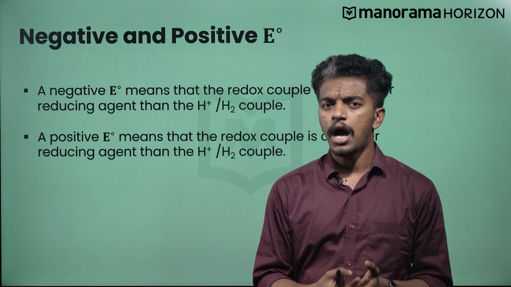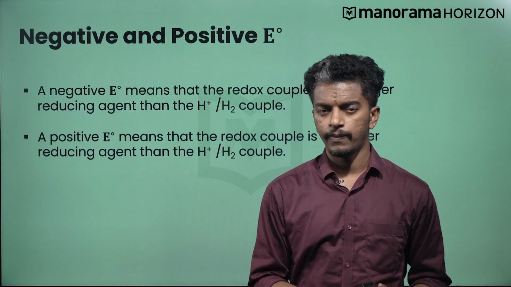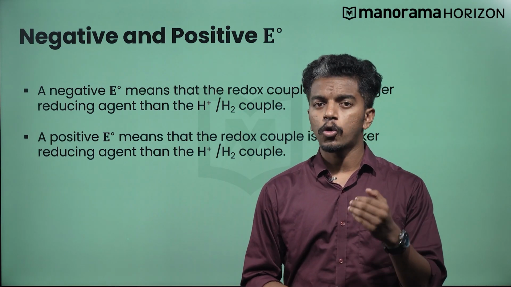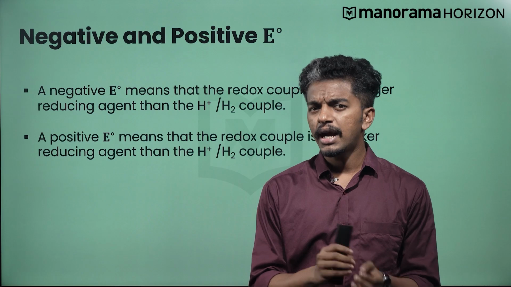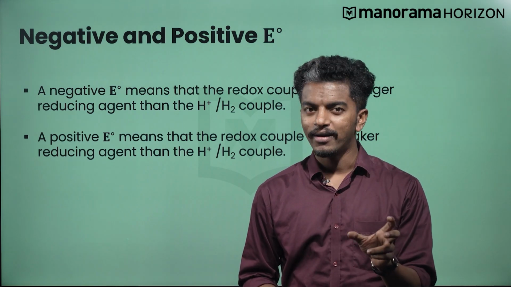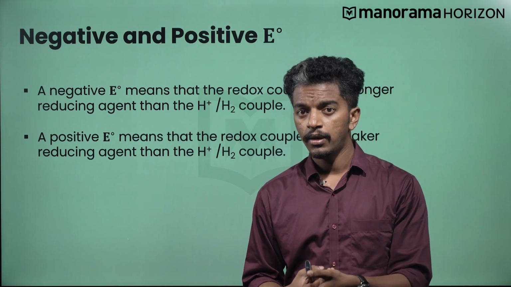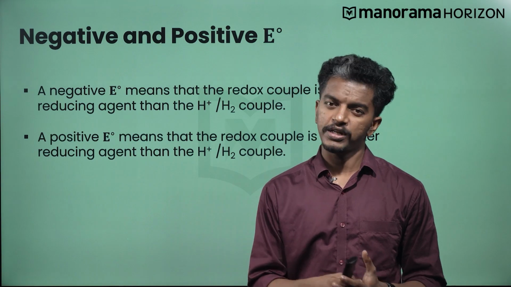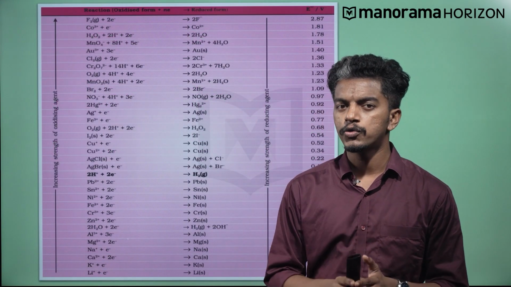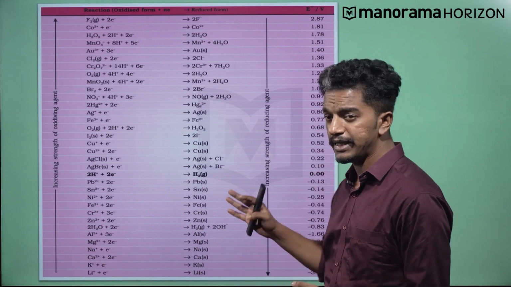Let us discuss how to decide whether the given electrode has a negative or positive electrode potential. If the redox couple is a stronger reducing agent than the hydrogen ion and the hydrogen couple, then it has a negative electrode potential. But if the redox couple is a weaker reducing agent than the hydrogen ion and the hydrogen couple, then it has a positive electrode potential. Here are some values of standard electrode potential for some selected electrode processes as you can see here.